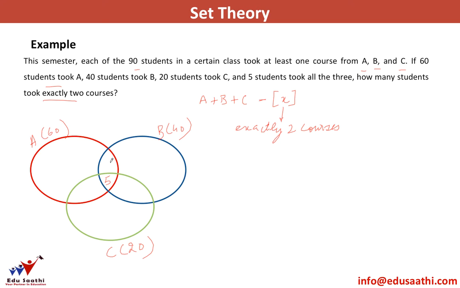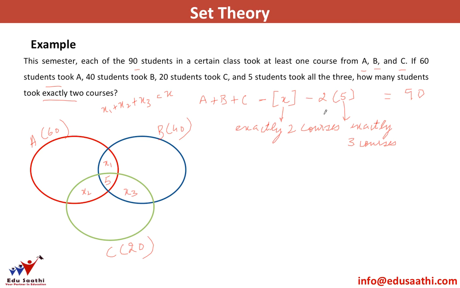So in other words, this X is the region here, x1, x2 and x3. So x1 plus x2 plus x3 is equal to x here, this x, and minus 2 times 5. 5 are the people who opted for exactly 3 courses. This is equal to 90, the total number of students.